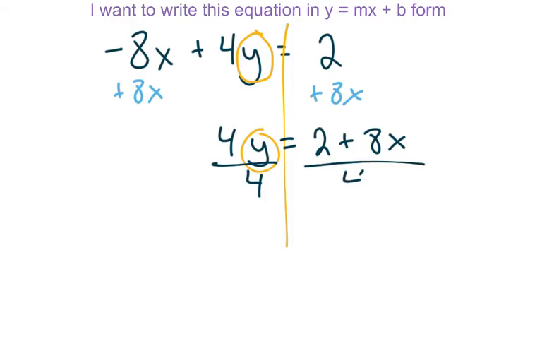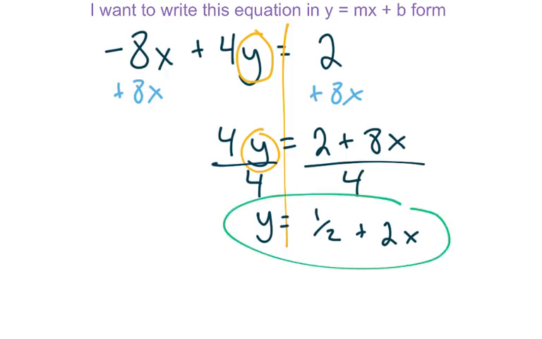And I'm actually going to divide the whole expression on the right by 4. So I'm left with y equals 2 divided by 4, which is 1/2, and then 8 divided by 4, which is 2. So I have y equals 1/2 plus 2x. This is the exact same equation as this. This one's just written in slope-intercept form because I have a y equals mx plus b.